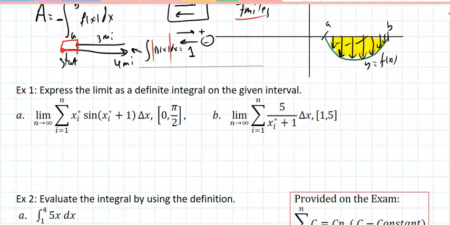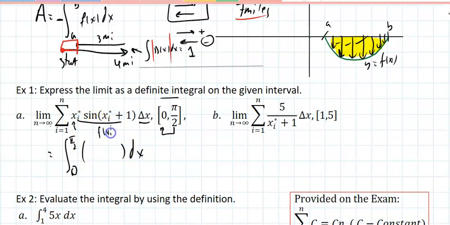Let's look at the first example here. Express the limit as a definite integral. Well, it is x sub i star, so this is going to be the limit as n approaches infinity, the integral from a to b. What's a? a is 0 to pi over 2. Delta x is right there. What do you replace? Remember, this should be f of x sub i star. What do you replace f of x sub i star with to get the sine of x sub i plus 1? There. Done.